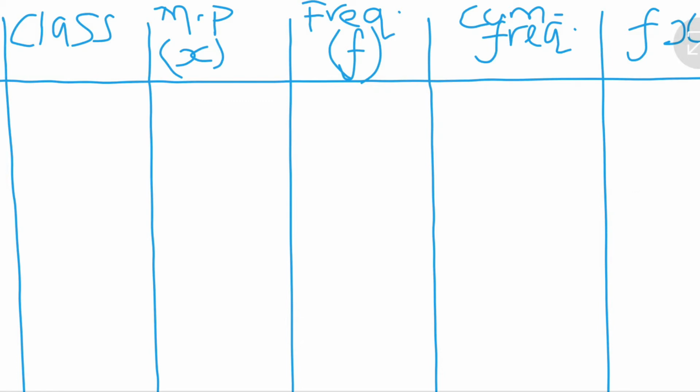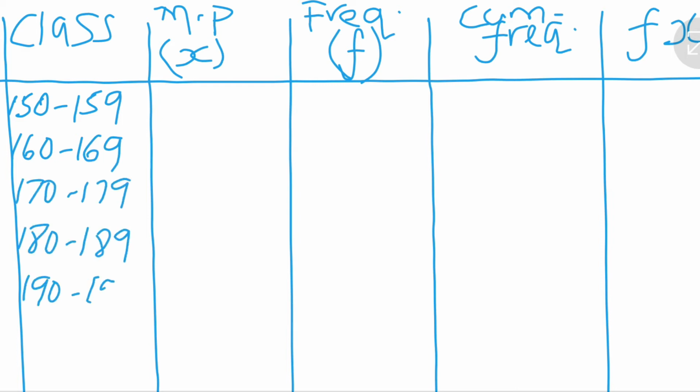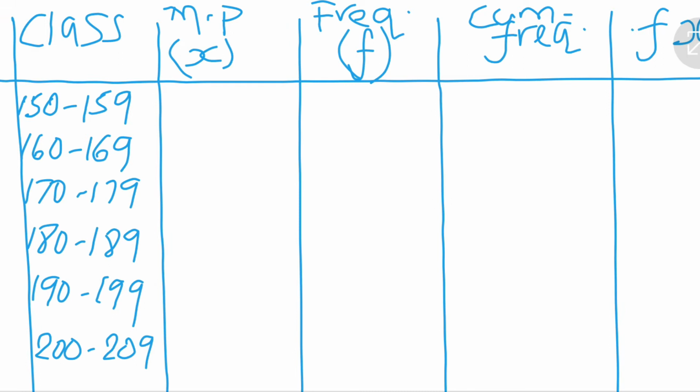The first class, 150 to 159, and finally 200 to 209. The midpoint x will simply be the sum of the two numbers divided by 2. For example, 150 plus 159 divided by 2. And if you do that right, you'll get 154.5.